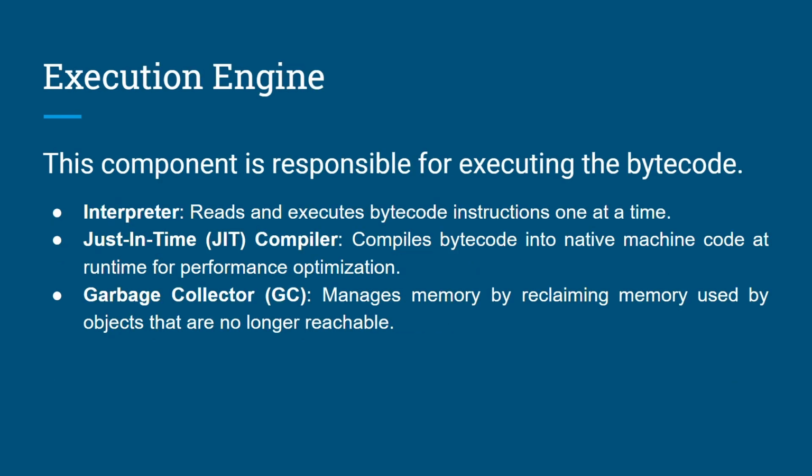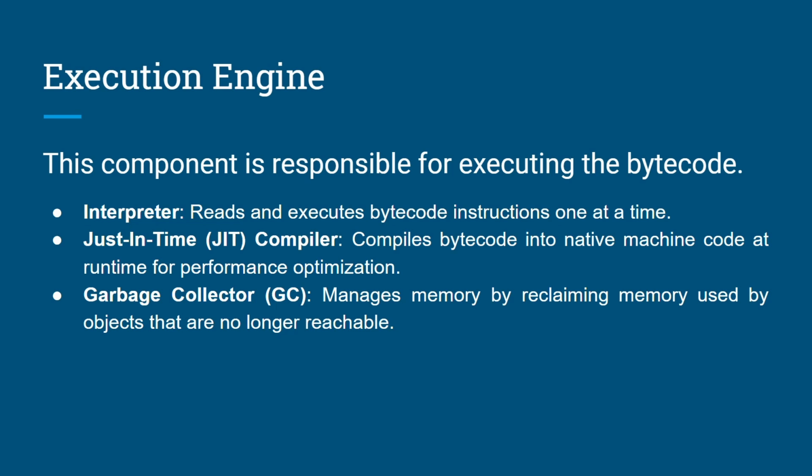The execution engine is the brain of the JVM, where the actual execution of the bytecode happens. First, the interpreter reads and executes bytecode line by line. It is simple and easy to implement but slow in performance. Second, the JIT compiler improves performance by compiling bytecode into native machine code at runtime.